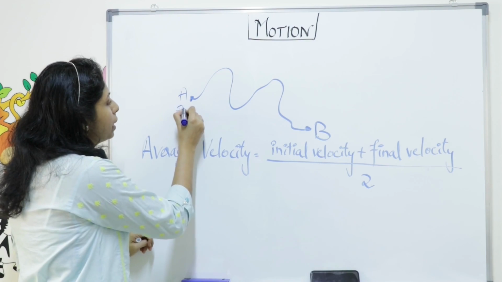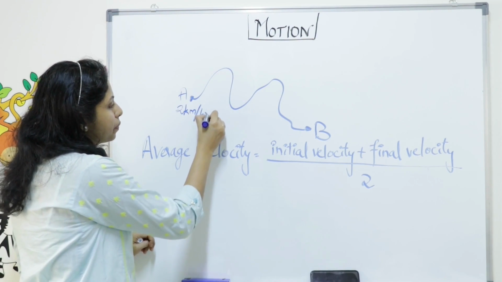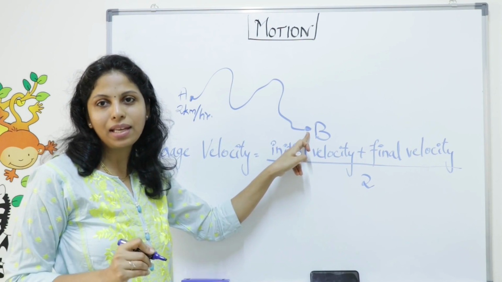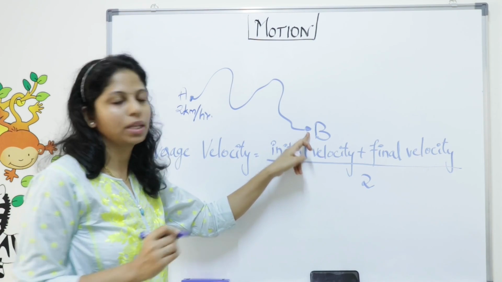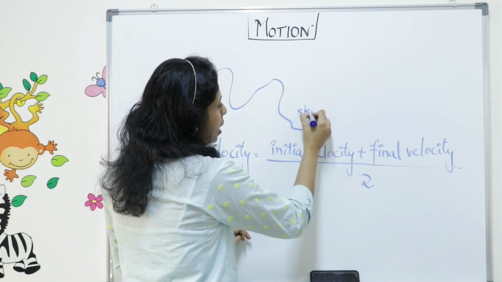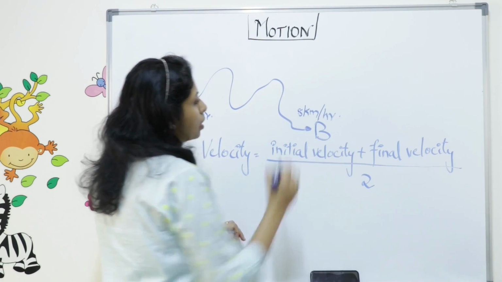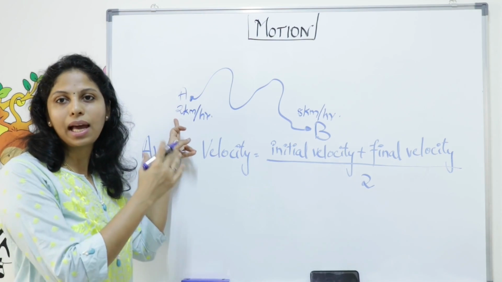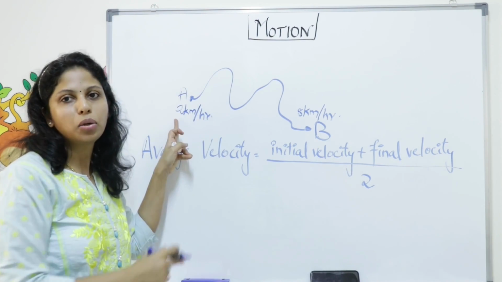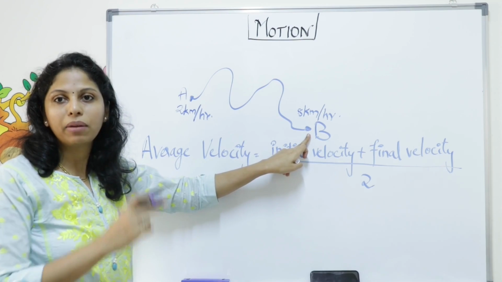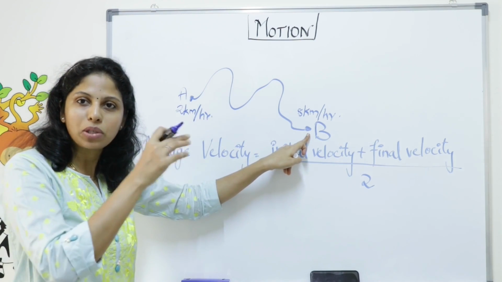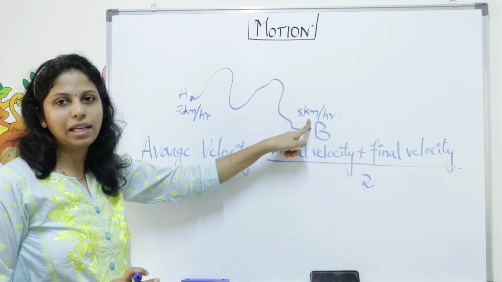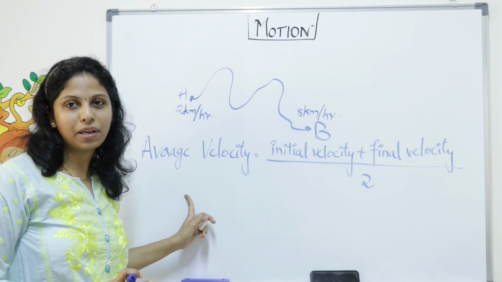So let us consider the object started with a speed or with a velocity of 2 kilometers per hour, and by the time it reached its destination, that is B, the velocity of the object was 8 km/h. So in this case, we know the initial velocity, that is the velocity at which the object started to travel, and the final velocity, the velocity of the object by the time it was about to reach its destination. So we have the initial velocity and the final velocity. With this, how can we calculate average velocity?